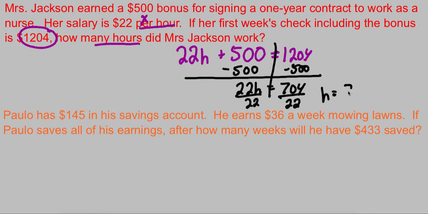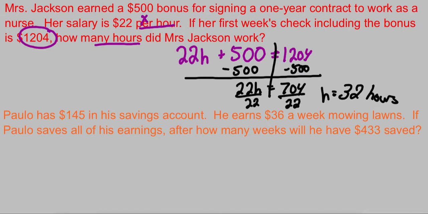I don't know. 32. So she's going to have to work 32 hours in order to get to that total. Sorry, I should have had that ready to go for you. So $22 times the number of hours. So 22 times 32 is going to give me my 704, plus the additional $500 gets us to our total of $1,204.